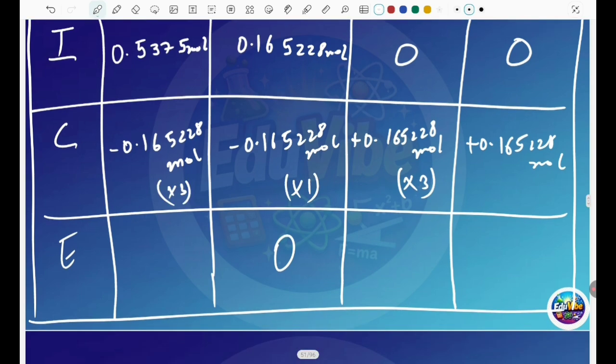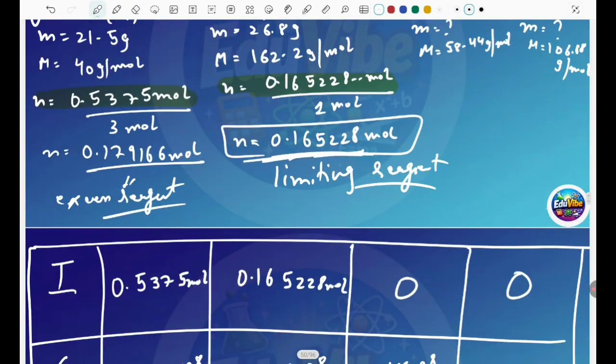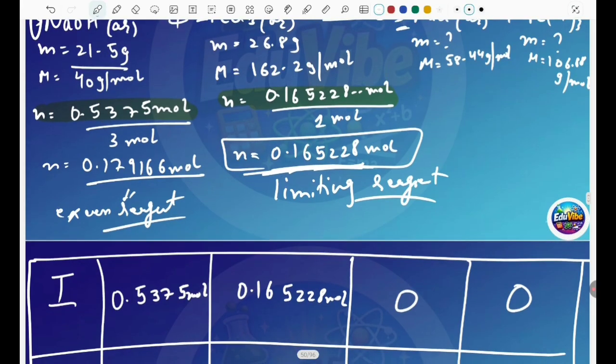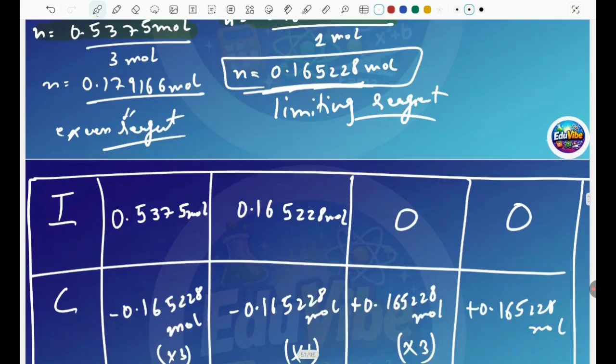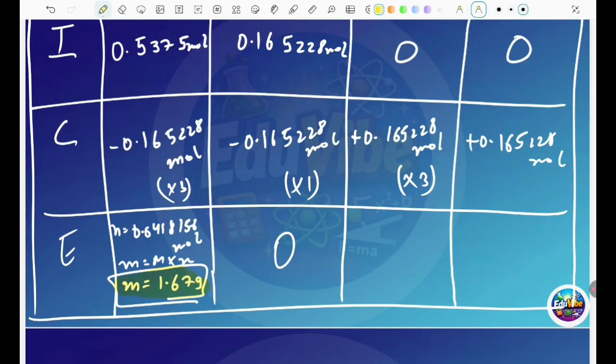Because when you do E, which means the equilibrium, you will get your answer for n. When you multiply this by 3, you will get 0.041856 moles. After that, you can find the actual mass, because they want the mass of the reagent which remains unreacted. You have to find the mass for the NaOH in the ICE table at the end. We have that mass, but the mass which is left, we have to find that. So we have the change in number of moles, you do molar mass multiplied by n, and you will get about 1.67 grams of this. And this is your final answer for the mass which is unreacted, the excess mass.